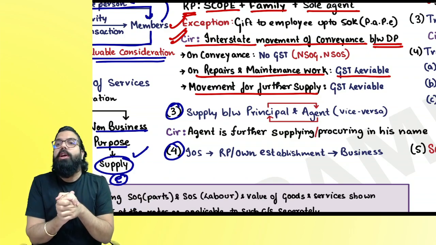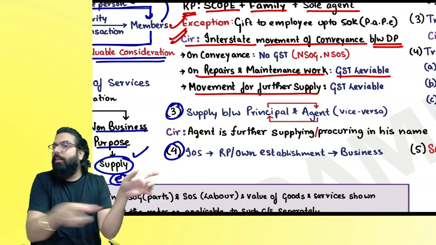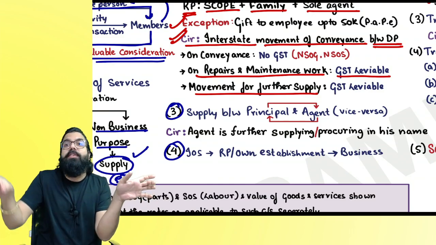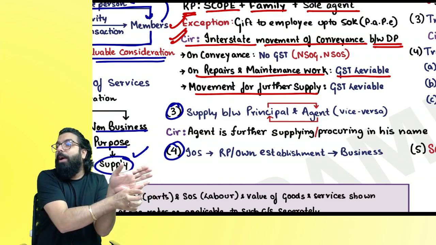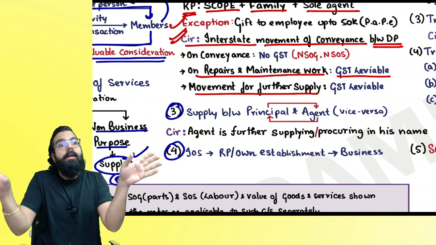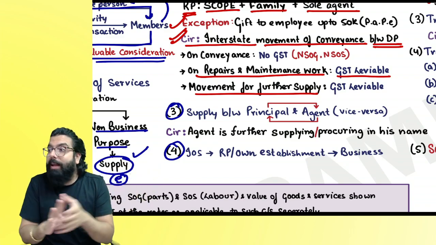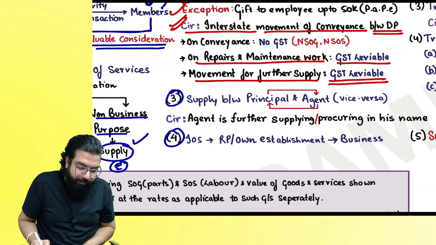What did I tell you? If there is a conveyance going from one state to another, on the conveyance, the truck or the bus, there will be no GST. But for goods transportation, passenger transportation, or repair and maintenance services provided, on that GST will come. If the truck or the bus is moving for further supply, then it will be a supply and GST will be levied.